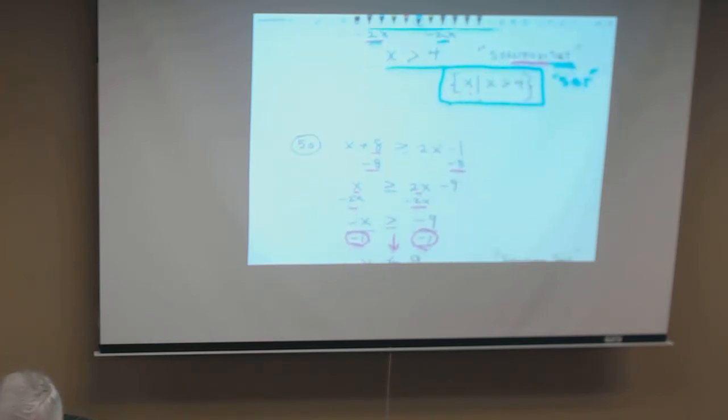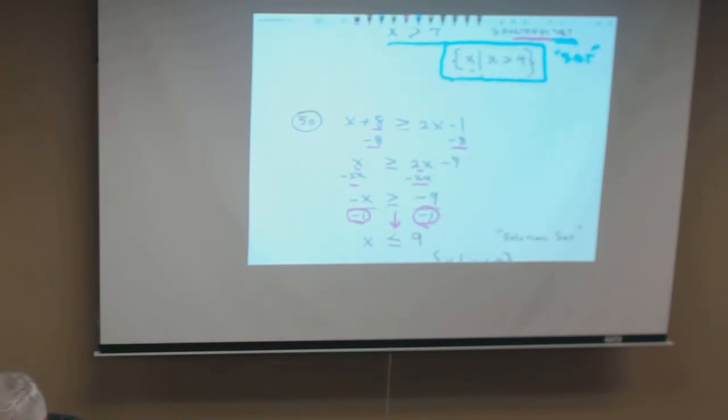Number 50. Letters on the left, numbers on the right. So I do numbers first, -8, -8. So now I have x is greater than or equal to 2x minus 9. Minus 2x, minus 2x, negative x is greater than or equal to -9. I divide by -1. So what do I do?